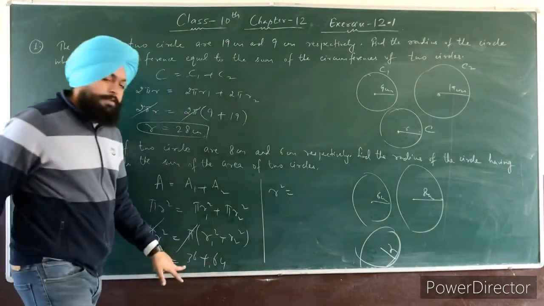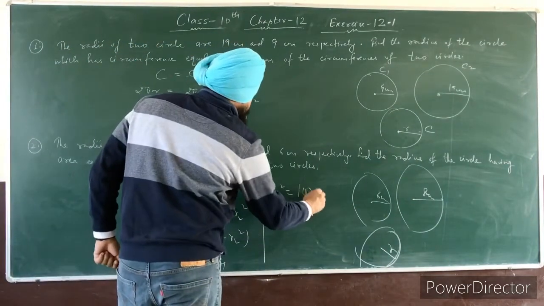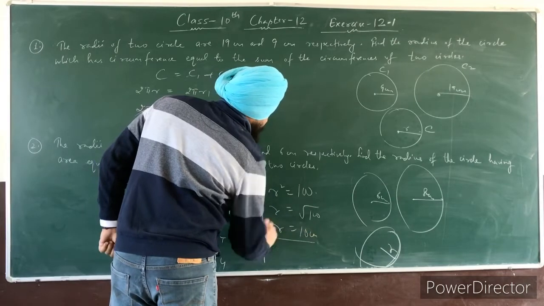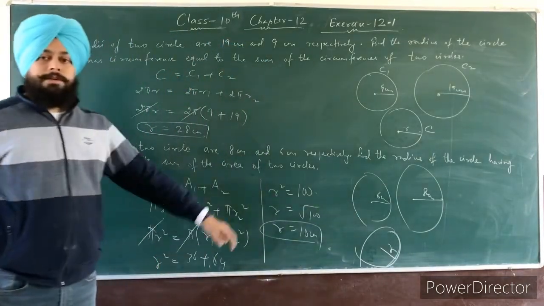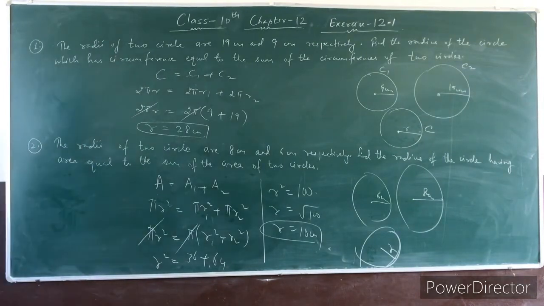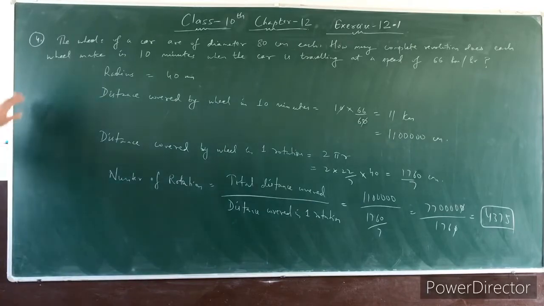Now 64 plus 36 is how much? 100. And R square is equal to 100, so R is 10 cm. It means the radius of third circle is 10 cm. This is your question number first and second. This is your next question number fourth.